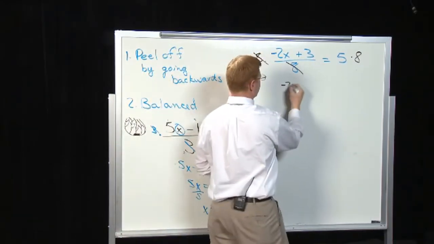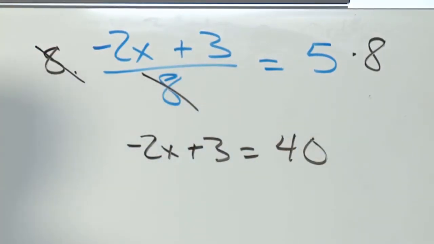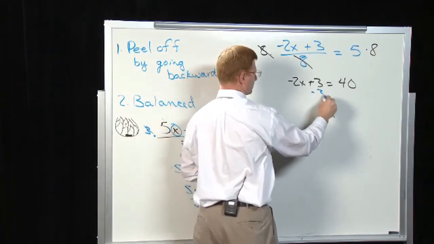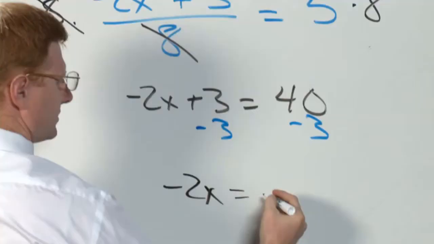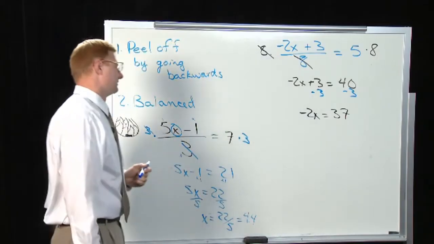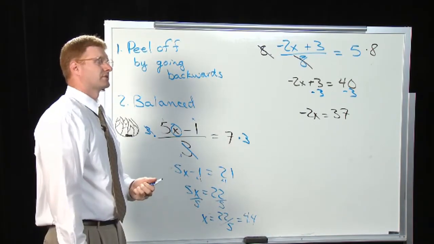So we have a negative 2x plus 3 equals 40. Now, get rid of that 3. Minus the 3, minus the 3. Have a negative 2x equals 37. Oh, yuck. That doesn't look very nice. You're like, negative 2 times what equals 37?